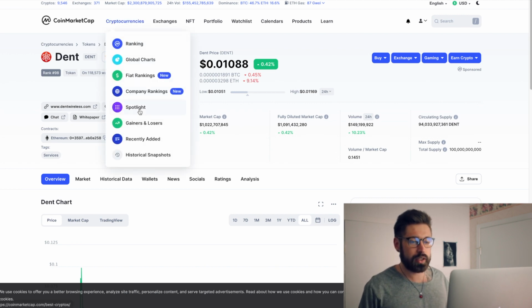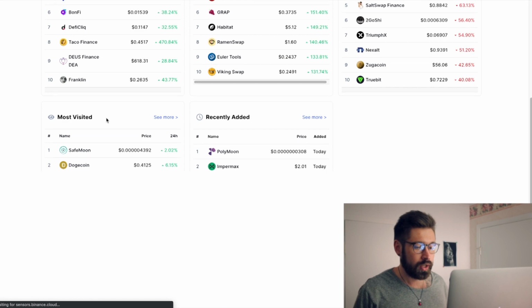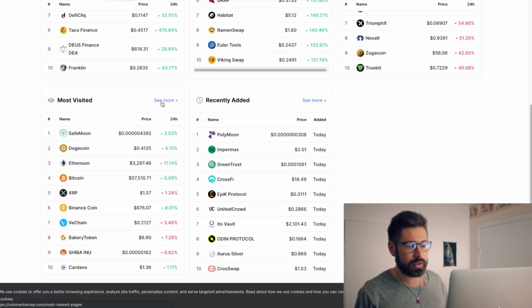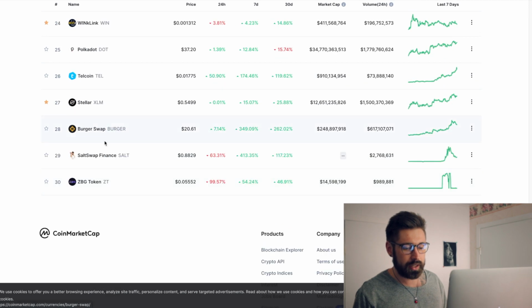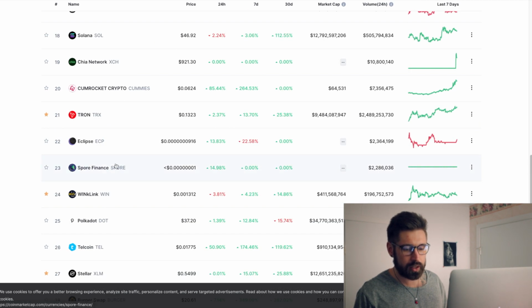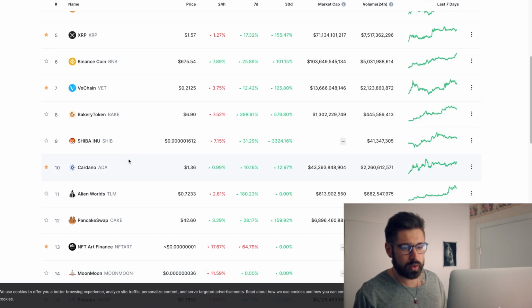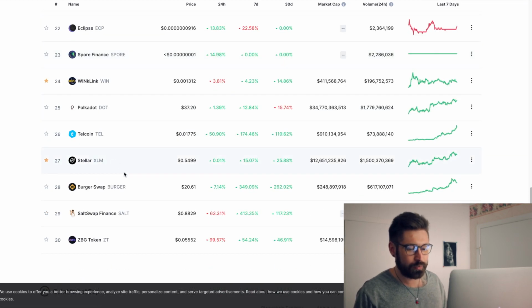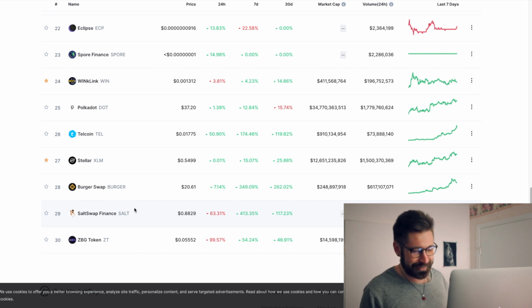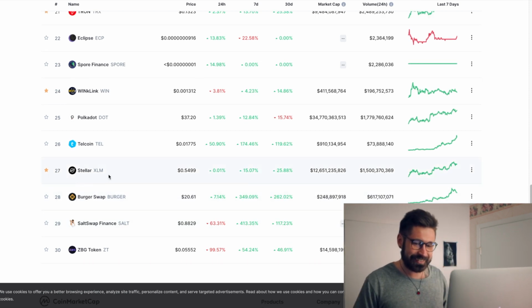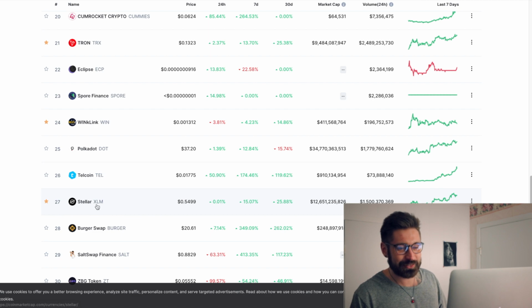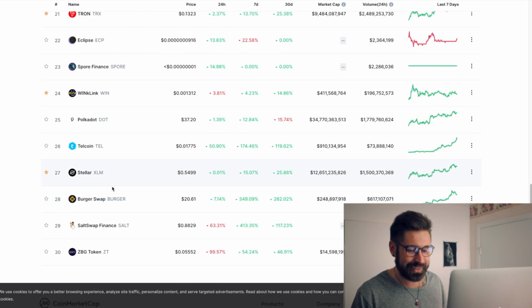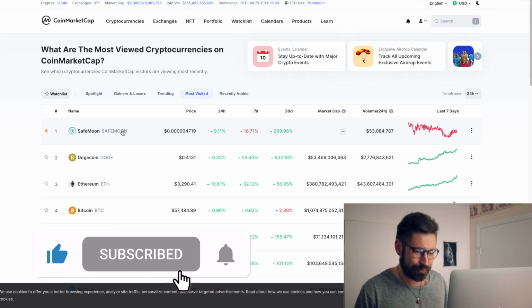It's in the top 30. I know it's top 30 for most viewed coins on CoinMarketCap, so obviously there's some serious interest in Dent. I think it fell out of the top 30, but it was sitting in the top 30 for quite a while, so the interest is there. A lot of the big companies are getting knocked out by all the meme coins, like Salt Swap Finance. Oh my goodness, what will they think of next? Even Stellar XLM is moving down. These are huge, strong companies, and they're getting knocked out by Salt Swap Finance.